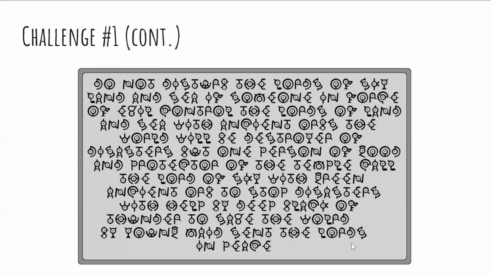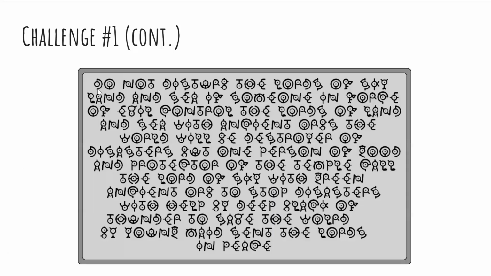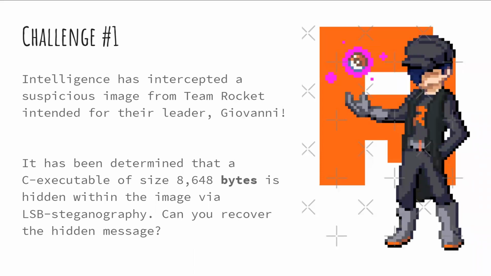This is the image that I prepared for you. I mentioned that the C executable hidden within is this number of bytes, and I'll tell you upfront that it is hidden in the first that number of pixels in sequential order. So you just need to extract the LSBs of those pixels, string them together, write them as a binary file, and tag it with the .exe file format. Then from there you should be able to get the flag.